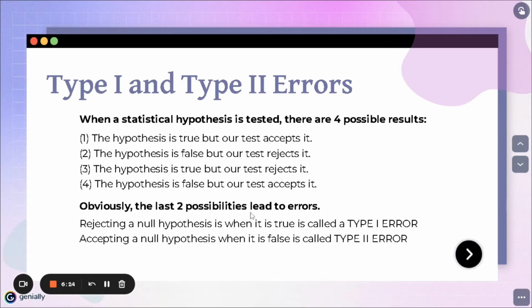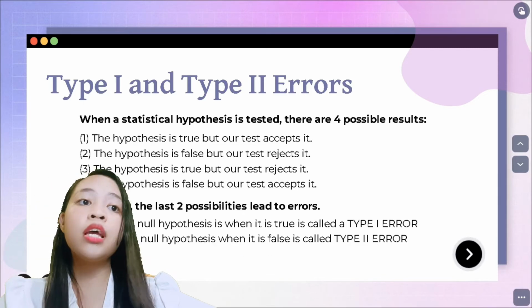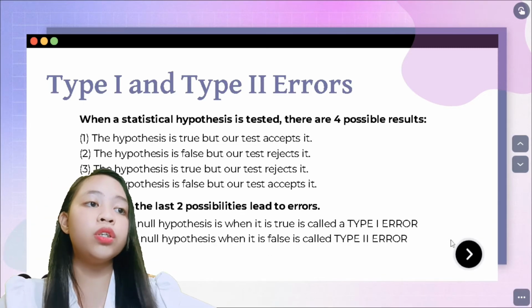Obviously, the last 2 possibilities lead to errors. First, rejecting a null hypothesis when it is true is called a type 1 error. Second, accepting a null hypothesis when it is false is called a type 2 error.